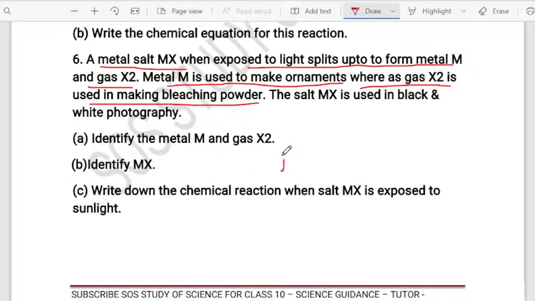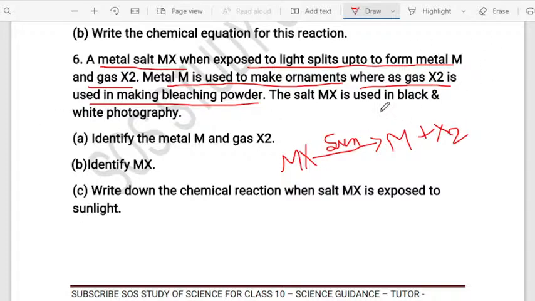ಮೆಟಲ್ ಸಾಲ್ಟ್ MX ನೋಡಿ, MX ರಫ್ ಆಗಿ ಬರ್ಕೊಳ್ಬೇಕು ಯಾವಾಗ್ಲೂ. MX ಅನ್ನ ನೀವು ಸನ್ಲೈಟ್ ನಲ್ಲಿ ಇಡ್ತಾ ಇದ್ದೀರಾ. ಓಕೆ, ಸೊ ಇದನ್ನ ಸನ್ಲೈಟ್ ಅಲ್ಲಿ ಎಕ್ಸ್ಪೋಸ್ ಮಾಡಿದಾಗ ಏನಾಗ್ತಾ ಇದೆ, it splits up in the light to form a metal M. ಇದನ್ನ ನಾವು ಆರ್ನಮೆಂಟ್ ಗೆ ಯೂಸ್ ಮಾಡ್ತೀವಿ. And X2 ಅನ್ನೋ ಒಂದು ಗ್ಯಾಸ್ ರಿಲೀಸ್ ಆಗುತ್ತೆ. ಈ X2 ಗ್ಯಾಸ್ ಅನ್ನ ಬ್ಲೀಚಿಂಗ್ ಪೌಡರ್ ಅಲ್ಲಿ ಯೂಸ್ ಮಾಡ್ತೀವಿ.